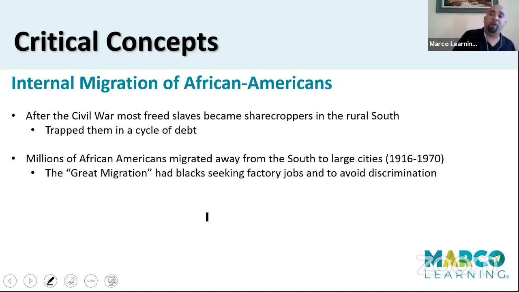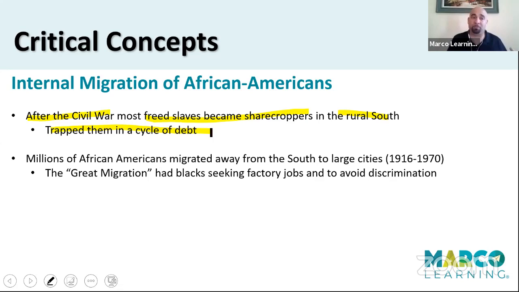I just realized I had a duplicate slide there. The internal migration of African Americans. After the Civil War, most freed slaves became sharecroppers in the rural South. And this trapped them in a cycle of debt. And I don't have enough time to just get really deep into what sharecropping was. But basically, life before the Civil War and life after the Civil War for the Black population in the South really didn't change much. They were, you know, laborers working on cotton plantations or tobacco plantations, and their options were very limited.